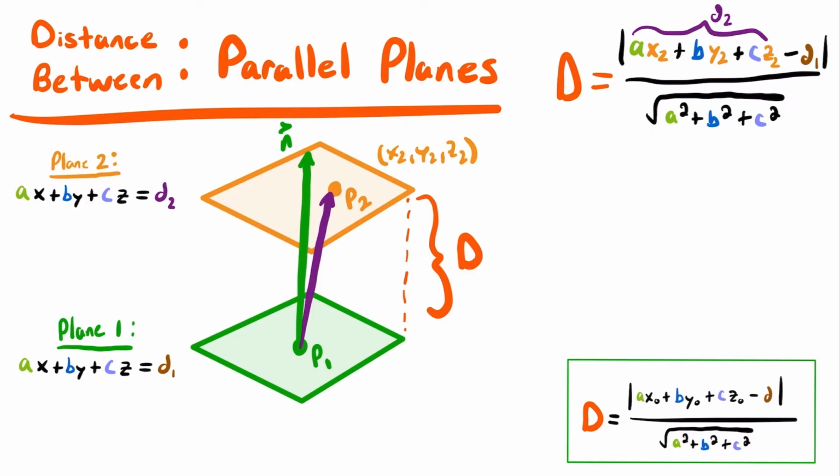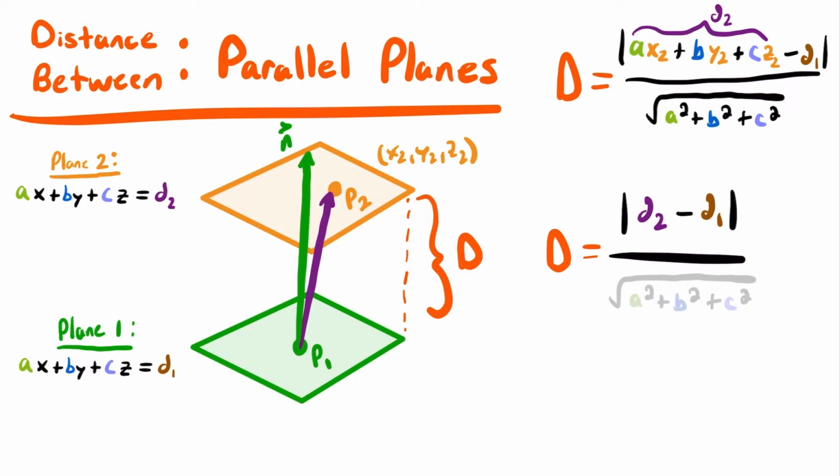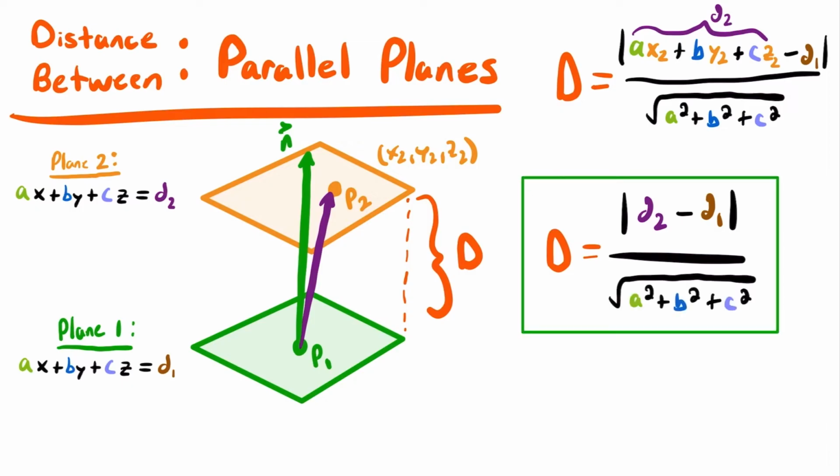All right, and so what we'll have here is that the distance between two parallel planes is equal to the absolute value of d2 minus d1, divided by the square root of a squared plus b squared plus c squared, the magnitude of the normal vector for both of those parallel planes. And so this right here is the distance formula for finding the distance between two parallel planes.